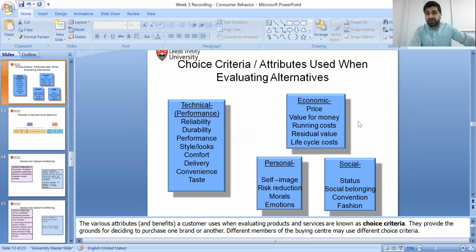Number two is economic price. We compare the price, whether it is economical or not. We look at value for money, running cost, residual value, and life cycle cost, and we calculate it. Then in personal attributes, we see self-image, risk reduction, and moral emotions: is there a self-image, is the risk reduced or not. And in the social, we see status and social belonging, whether everyone is buying it or not. We look after the fashions.